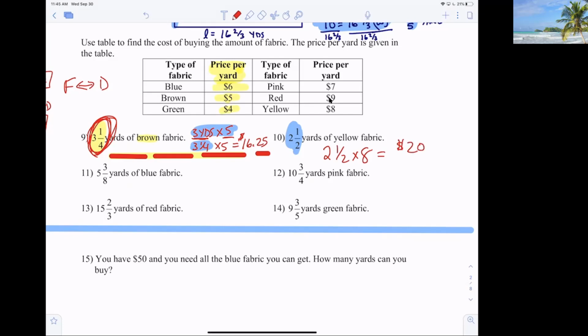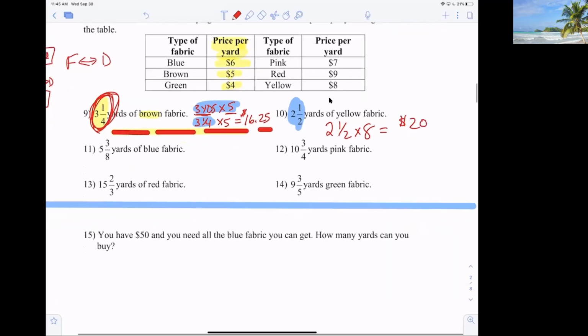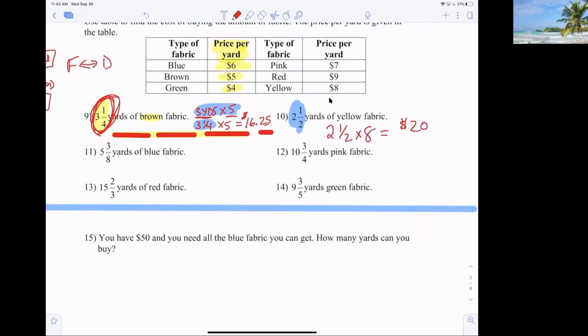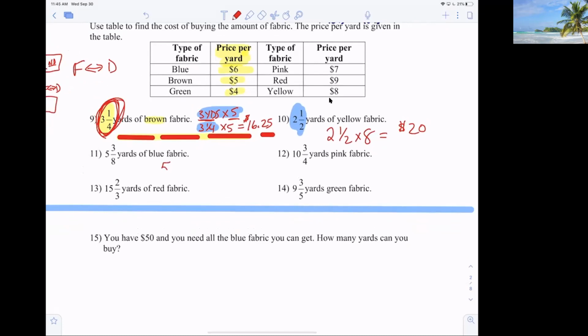All right. Jolie, you're on number 11. What do I do? You go 5 and 3 times 6. Good. And then if you get, I don't know what you get, you put it to 32. 32. Is that what it is? 32.25? Anybody else get 32.25? Yeah. All right, good job.